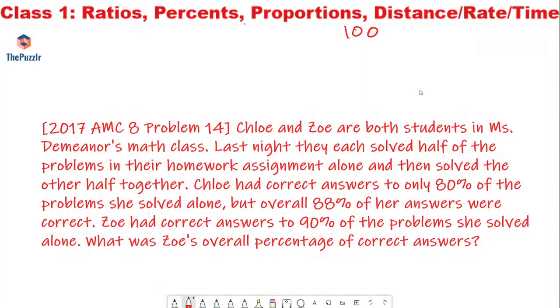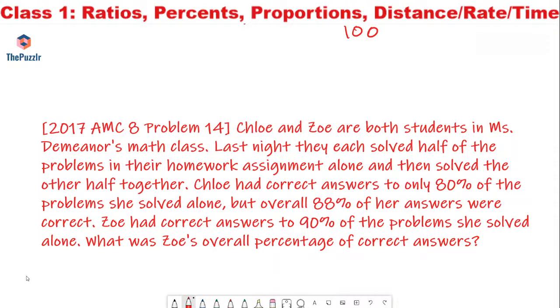Here's problem number 14 from the 2017 AMC 8 test. Both Chloe and Zoe are students in Mrs. Demeanor's math class. Last night, they each solved half of the problems in their homework assignment alone and then solved the other half together. I'm hoping they had permission, but I'm not sure.